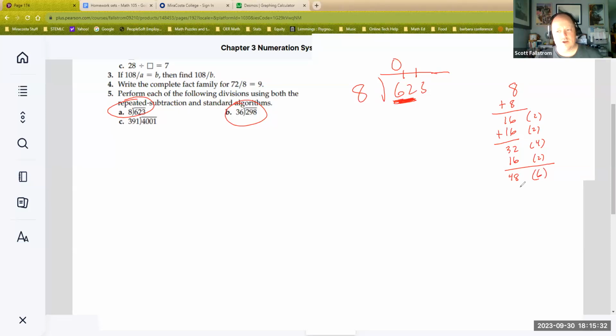Maybe I can get one more group of 8 in there, which would be 56, and that would be one more, for 7. So what I'm doing is writing how many of these 8s are in each piece. You could write the whole table out if you wanted to, 8 times 1, 8 times 2, 8 times 3. You notice you're adding 8 every time, forming a really beautiful arithmetic sequence. But this also works. It's a quick way if you can get there.